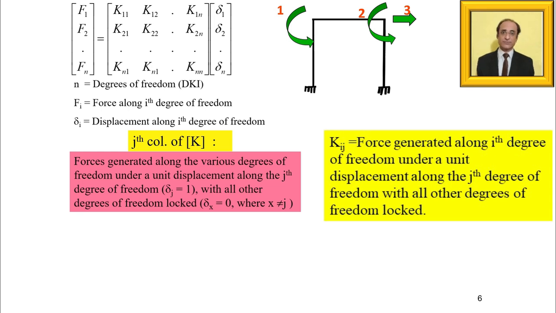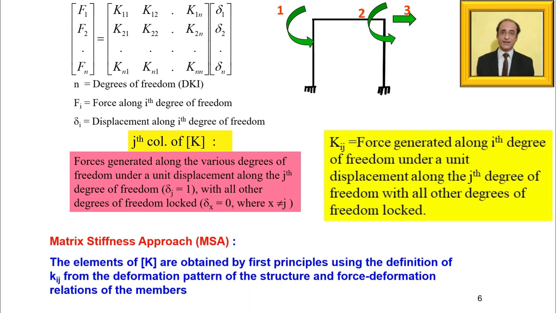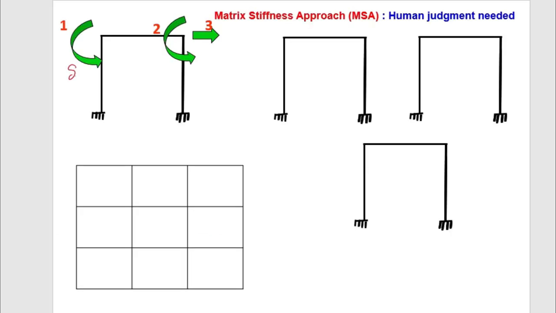Now we can use two approaches to obtain our stiffness matrix. One is the matrix stiffness approach, where the elements are obtained by first principles using the deformation pattern and by visualization. So here human judgment is a prerequisite. We use first principles and apply the forces one by one. For example, for this structure, let's say we want to obtain the stiffness matrix. We will derive the 3 columns one by one.